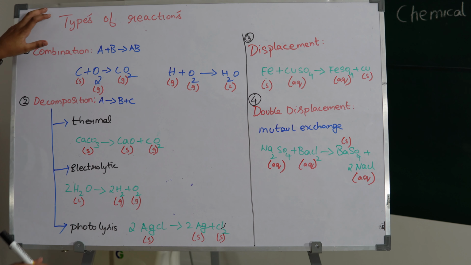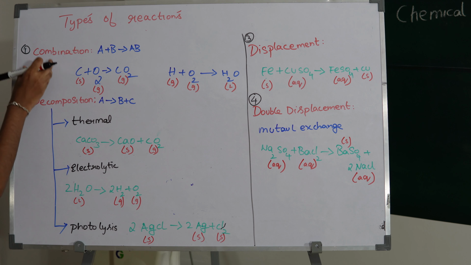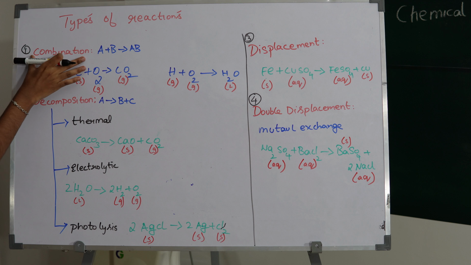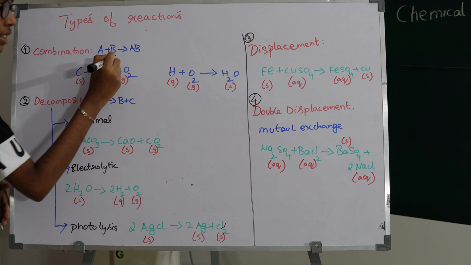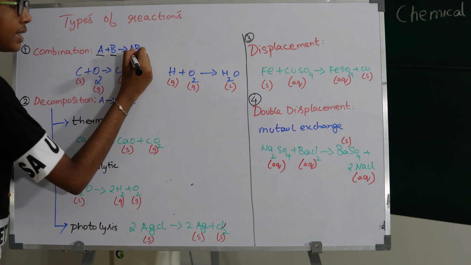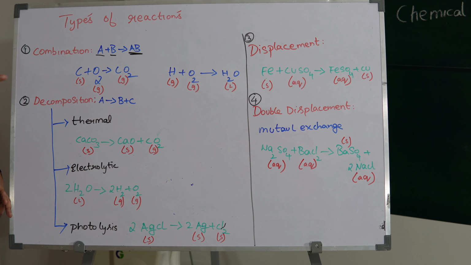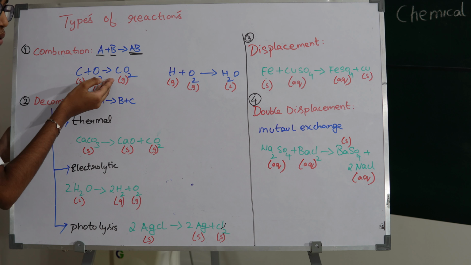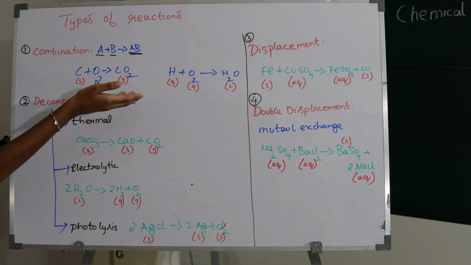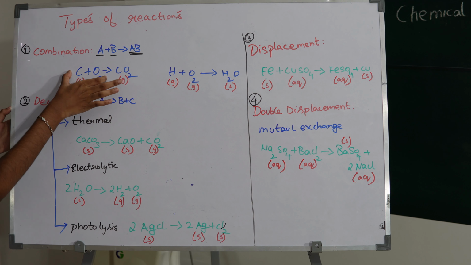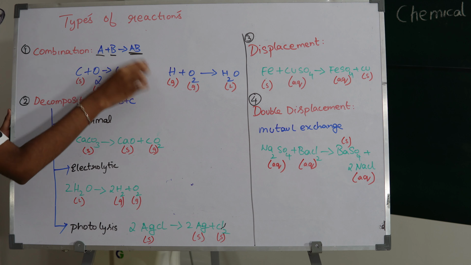So now let's see what are the types of reaction. First is a combination reaction. You may understand by the name combination. One or more reactants join and form a single product, not 2 products or more than that, only a single product. For example, here we have carbon plus O2 gives CO2, which is carbon dioxide. So 2 substances join and make a single product.